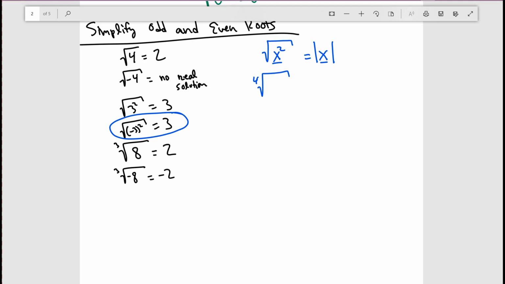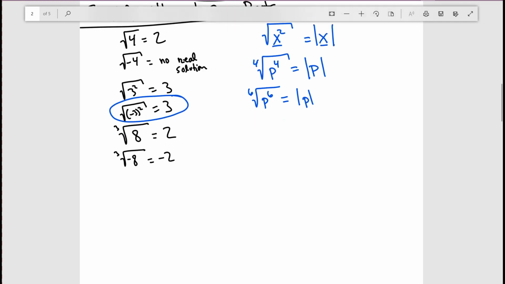Okay, so what do you think is going to happen when you take the fourth root of p to the power of 4? Well, what times what times what times what will give me p to the fourth? The answer here is p. And now we're going to apply absolute value, okay? So we're going to apply that absolute value there. What about the sixth root of p to the sixth power? Same thing, absolute value of p, okay?